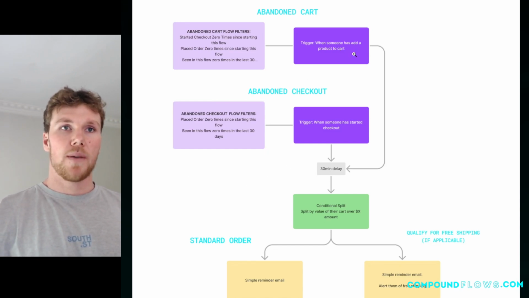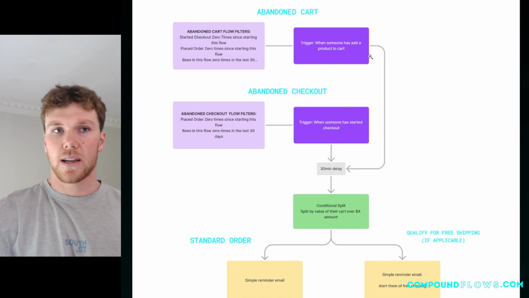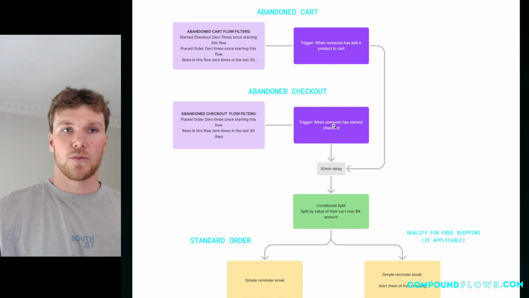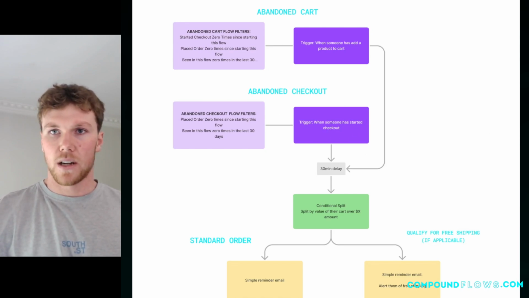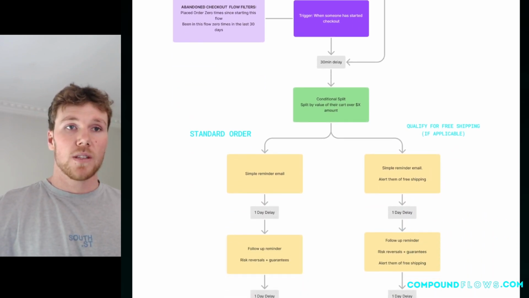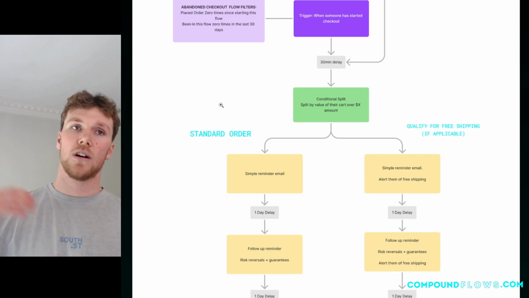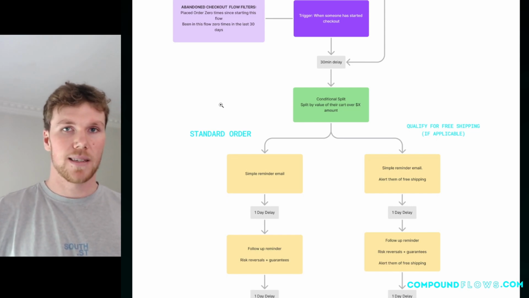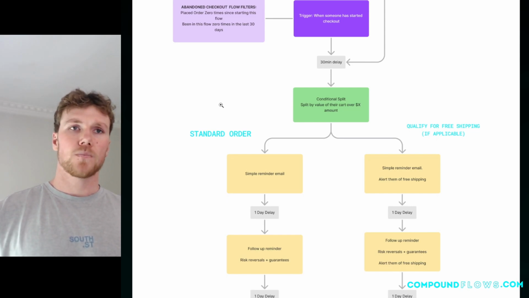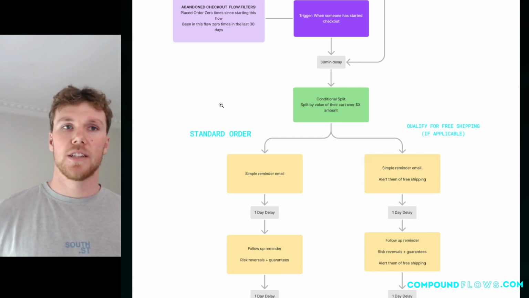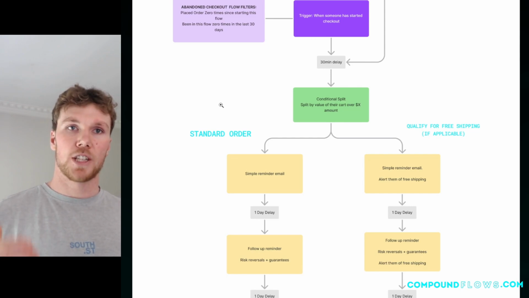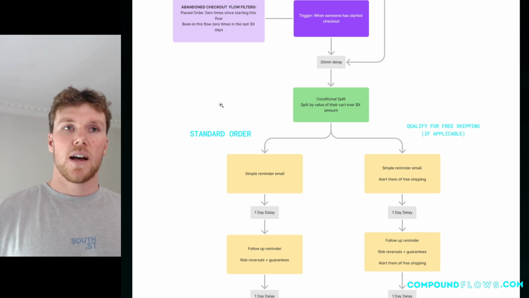You want to have these exact flow filters in place to make sure you're not sending double emails. Of course, the abandoned cart is when someone adds something to cart, and the abandoned checkout is when someone actually clicks the checkout button, or checkout started inside of Klaviyo. Usually a 30-minute delay is all around the best delay to have. I am going to show you later just how to set up A/B tests to test different time delays. But generally 30 minutes really works well.